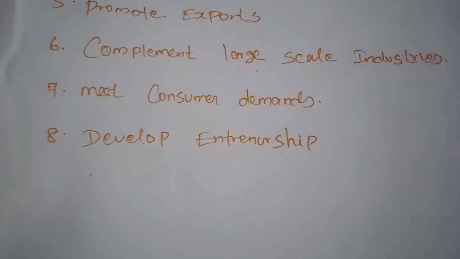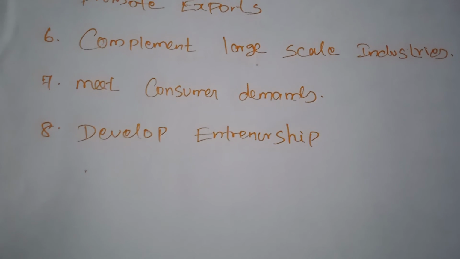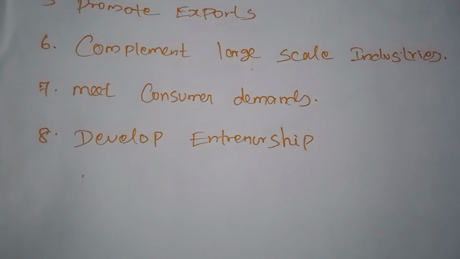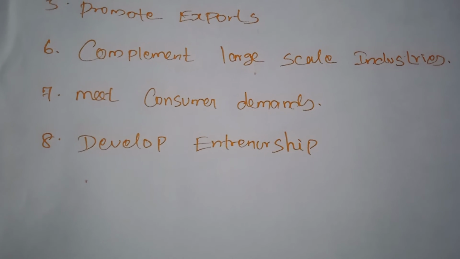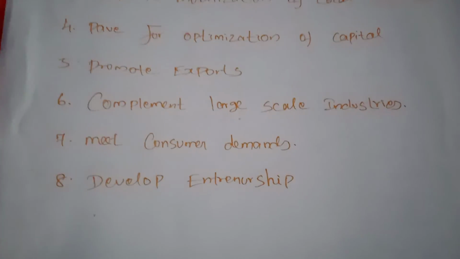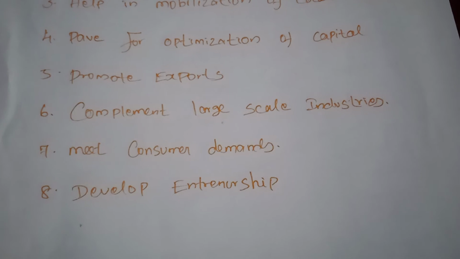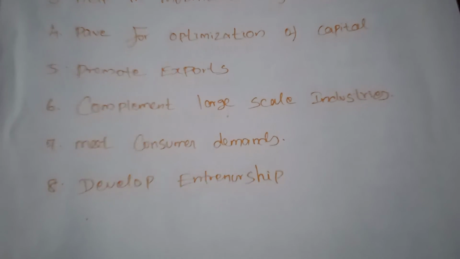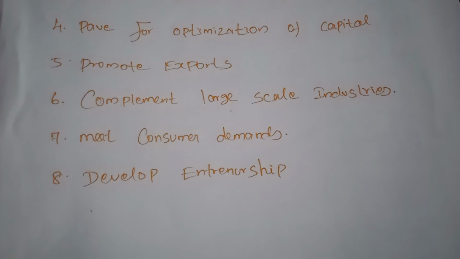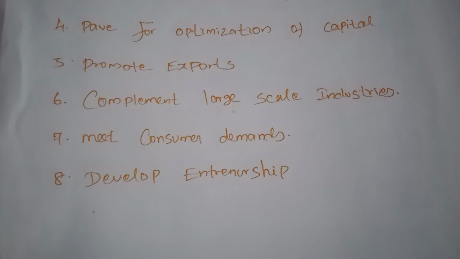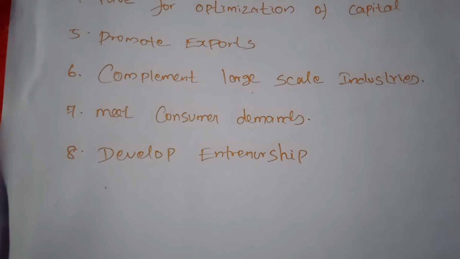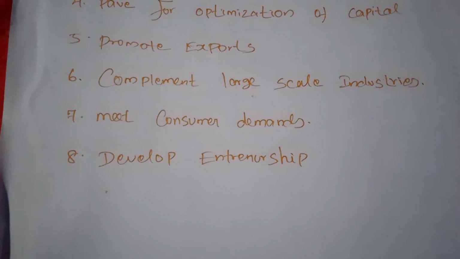Next, develop entrepreneurship. The small scale industries help to develop a class of entrepreneurs in the society. They help the job seekers to become job givers. Once any of the entrepreneurs gives employment opportunities to another poor person, that person will have the opportunity to provide employment to other persons. So next, they promote self-employment and the spirit of self-reliance in the society.